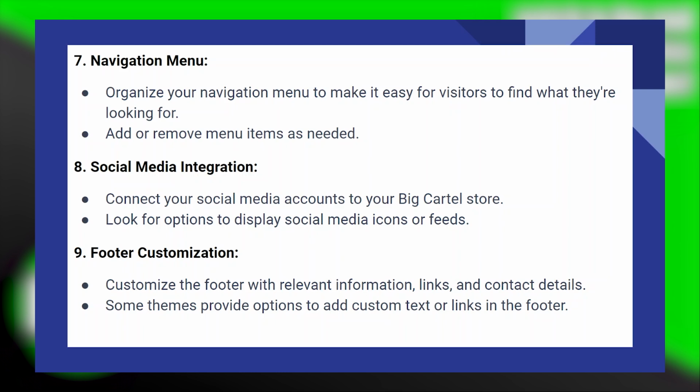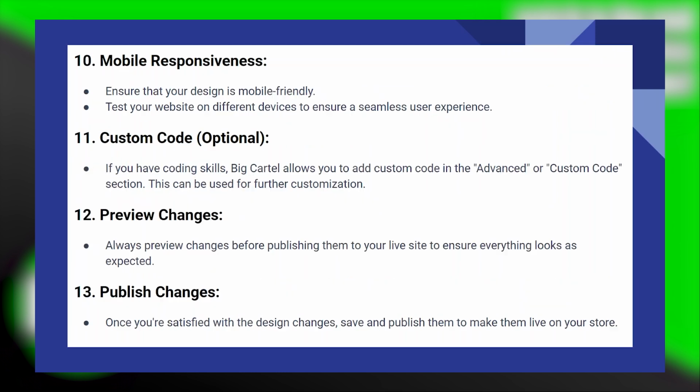Connect your social media accounts to your Big Cartel store and look for options to display social media icons or feeds. Customize the footer with relevant information, links, and contact details. Some themes provide options to add custom text or links in the footer.